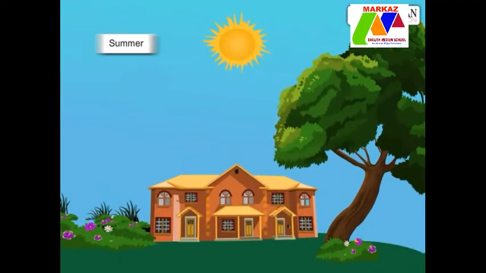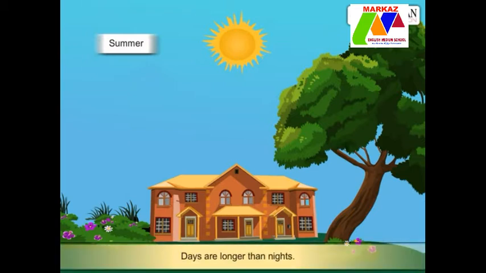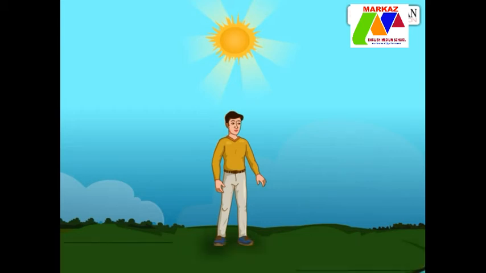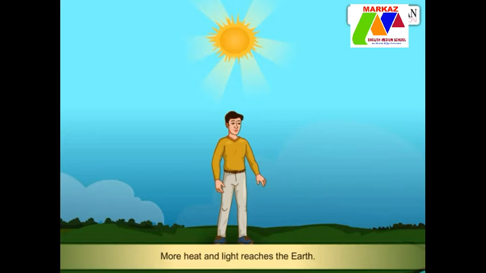During summers in India, which is generally from the month of March to June, the upper half of the Earth is tilted towards the sun. As a result, the days are longer than the nights, and the sun remains in the sky for a longer duration. The sun rays fall straight and directly on the upper half of the Earth, making more light and heat reach this part of the Earth.